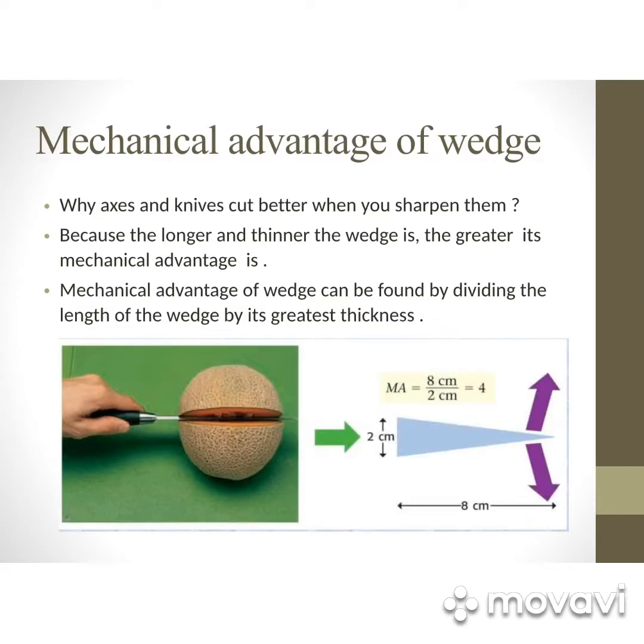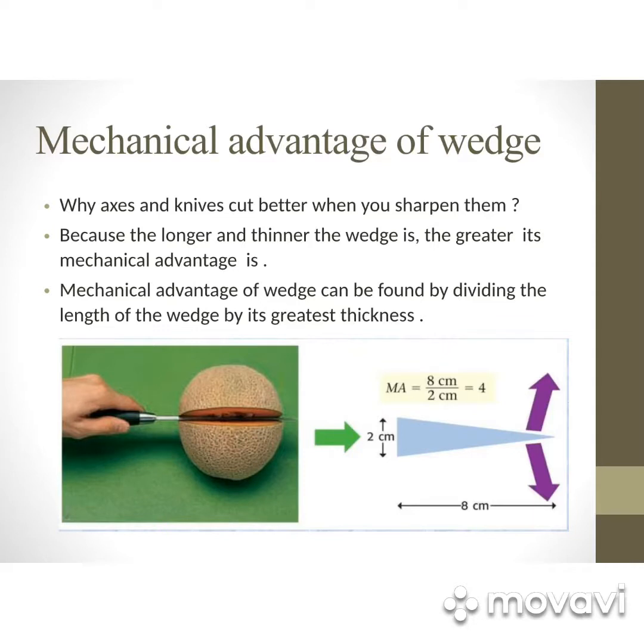Mechanical advantage of a wedge. Before I talk about the mechanical advantage of a wedge and how we can find it, let's ask ourselves a question: why do knives cut better when you sharpen them? Not only knives, anything that is used for cutting is better when you sharpen it. Why? Because simply, the longer and thinner the knife, the wedge, is, the greater its mechanical advantage is.